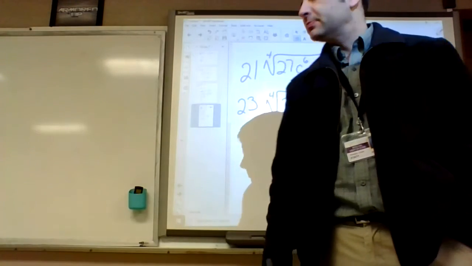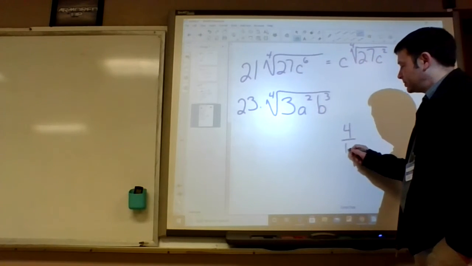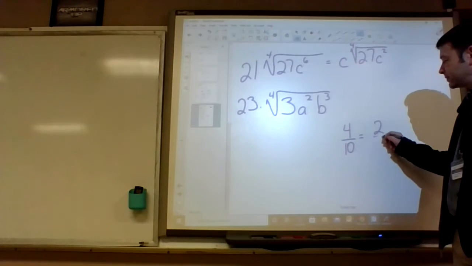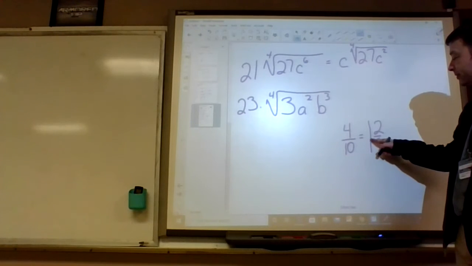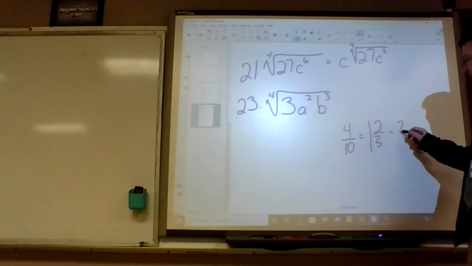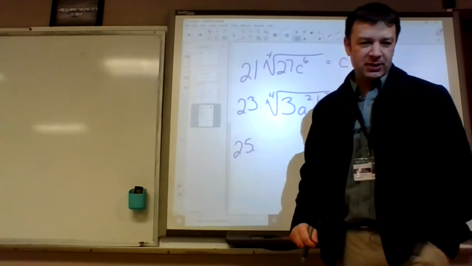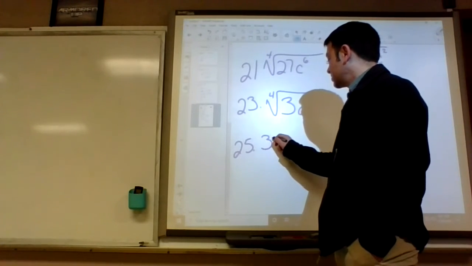It's not a third, is it? Well, it's 4/10, that's what 0.4 means. But what's that reduced to? 2/5. So that's 1 2/5. What's that as an improper? 7/5. So basically what we're doing on 25 is figuring out what 32 to the 7/5 is.